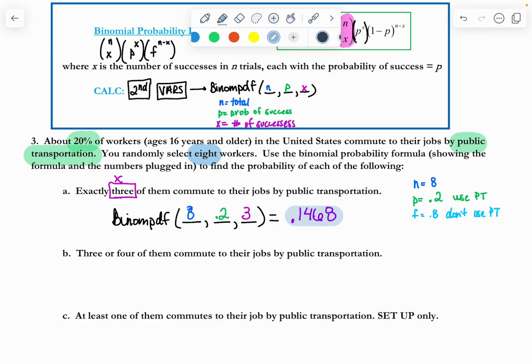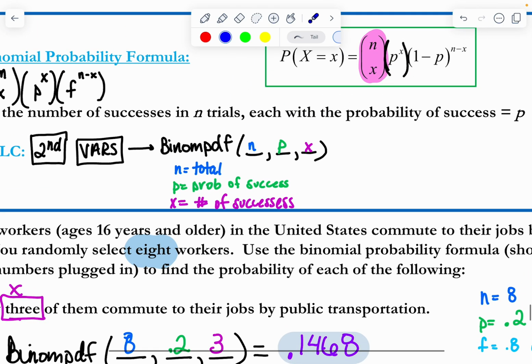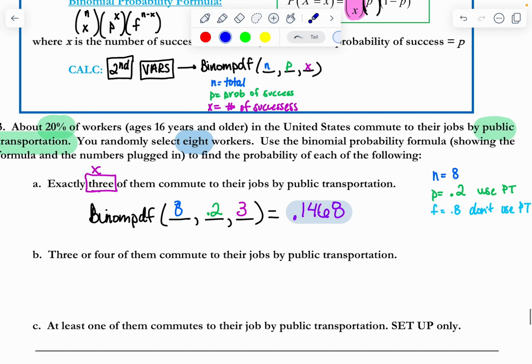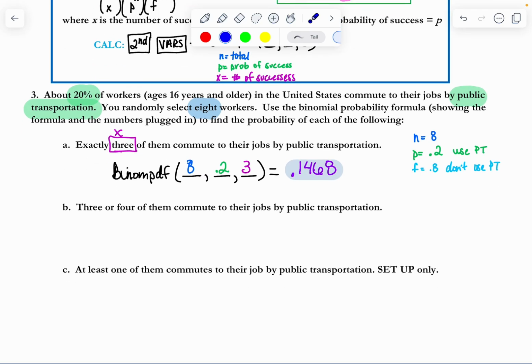Okay. So Binomial PDF is great because it does that calculation really easily. You just have to know what to type in. But the Binomial PDF works when we have an exact number of people that we're asking. But as you see, there's like A, B, C. There's lots of different ways questions we can be asked. So let's keep reading and see how each question changes slightly.